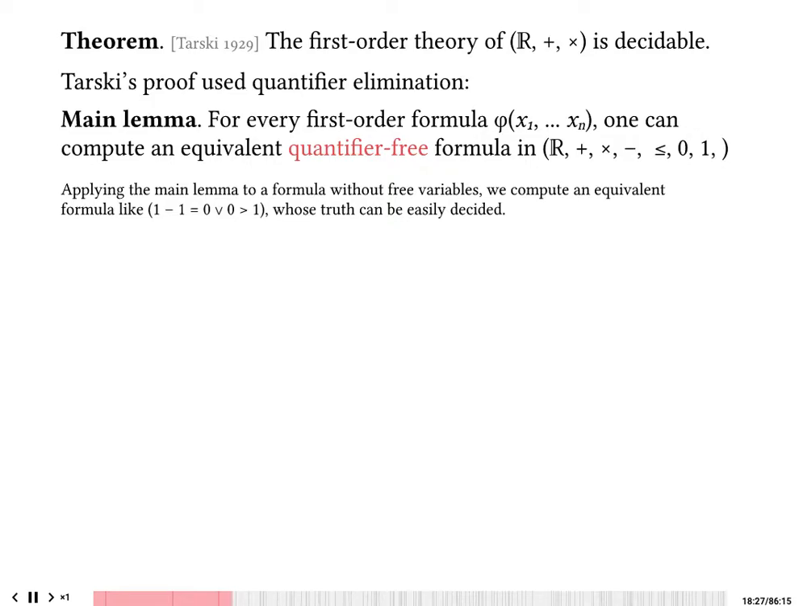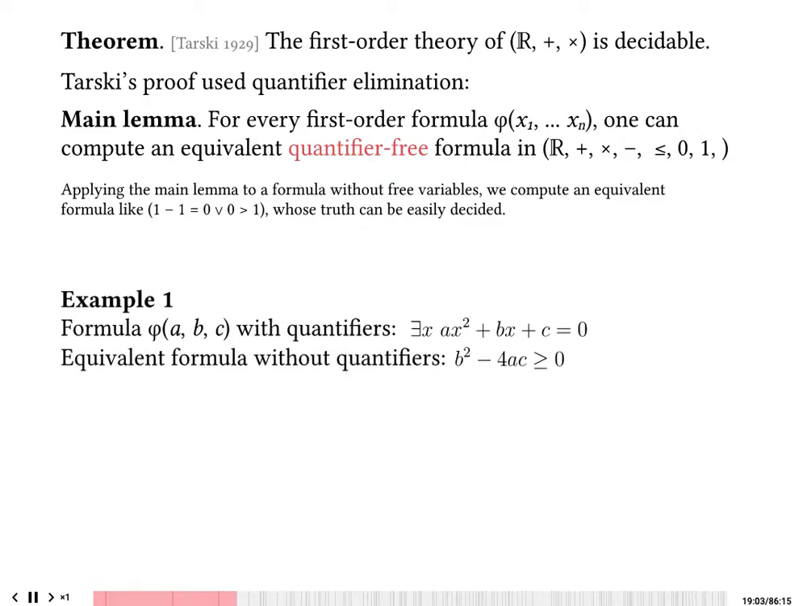Now, once you have proved that you can eliminate quantifiers, then you get the decidability, because what you do is you take a sentence, you eliminate all of its quantifiers, so you get a sentence which does not have quantifiers. And what can such a sentence be? It can be just a statement which is constructed from 0 and 1 using the field operations, and then these things can be compared for order. And for such a sentence, you can easily decide if it is true.